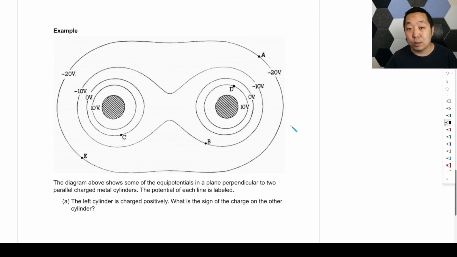So let's do some example problems of where you would see this happen. The diagram shows some equipotentials in a plane perpendicular to two parallel charged metal cylinders.